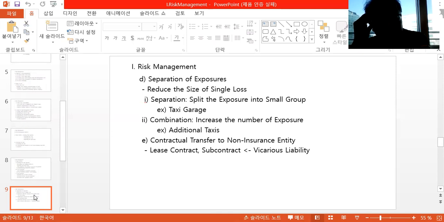Then the next one is a contractual transfer to a non-insurance entity. For example, the lease contract or subcontract. By contract wording, you transfer your risk to the non-insurance entity, but it's called vicarious liability. If the first party does not have insurance, the eventual responsibility goes to the building owner in those risk contract cases.